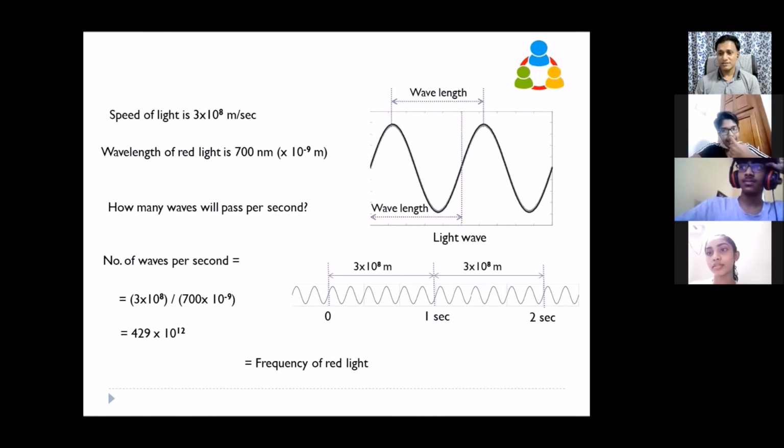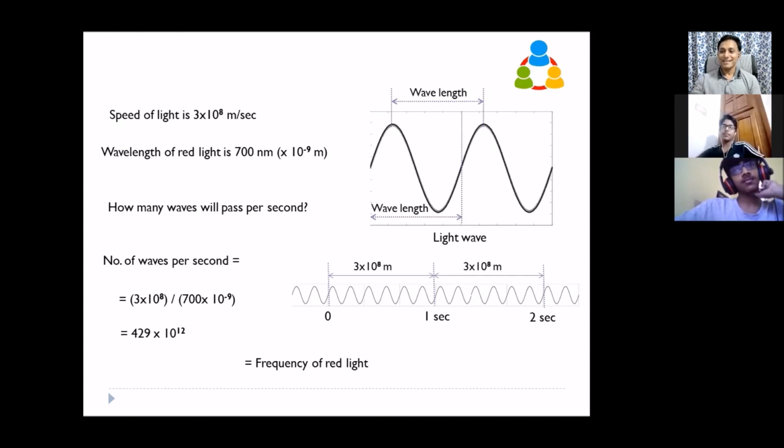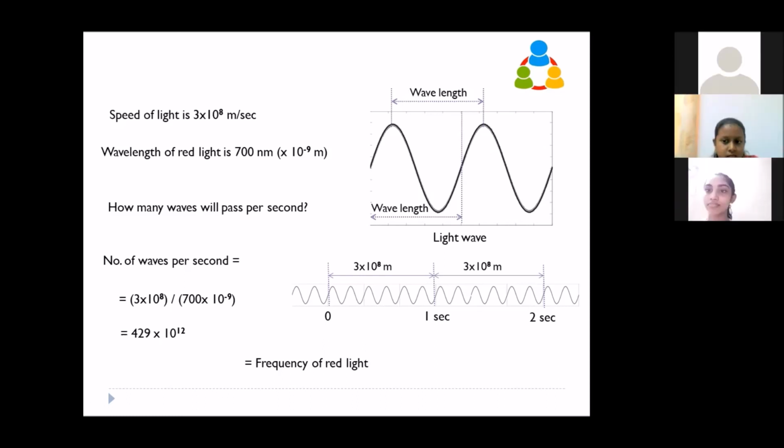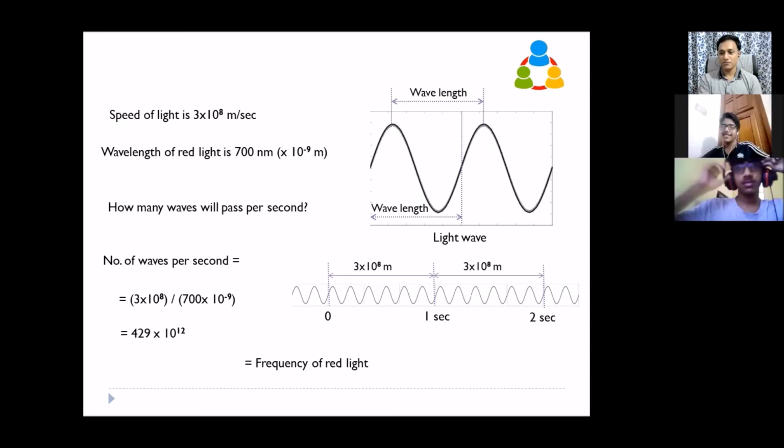For radios, that is the way you use it: 94.3 FM, 102.2. What does that mean? It is the frequency of the signal, in megahertz. How many waves in 1 second are reaching your radio? You hear that on a daily basis, right? The RJ will shout and tell. So 94.3 means this. The unit is called hertz, number of waves per second.